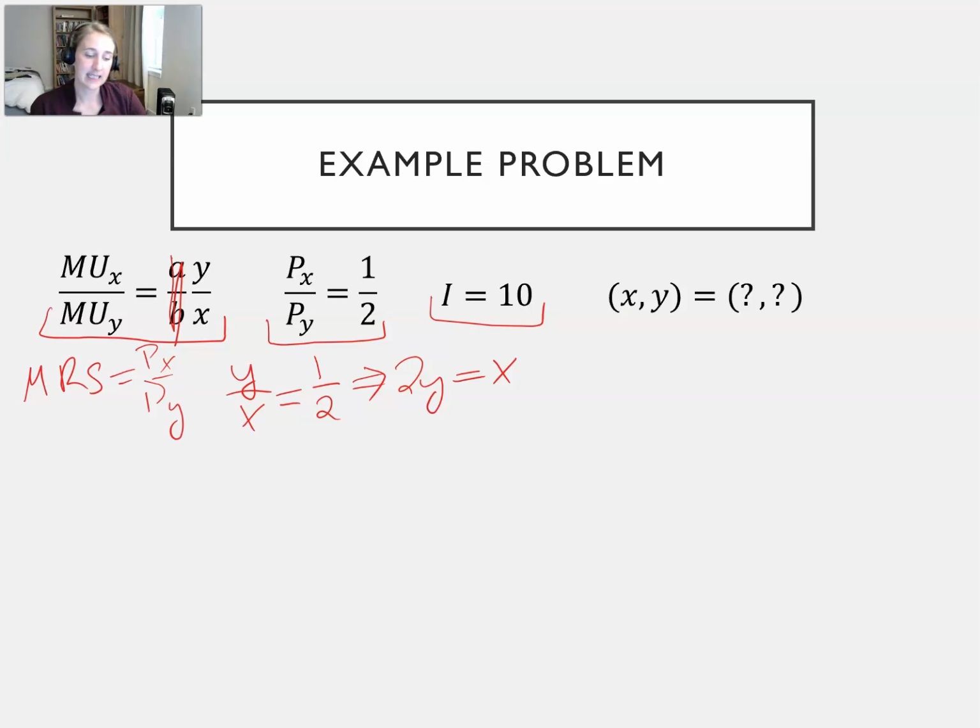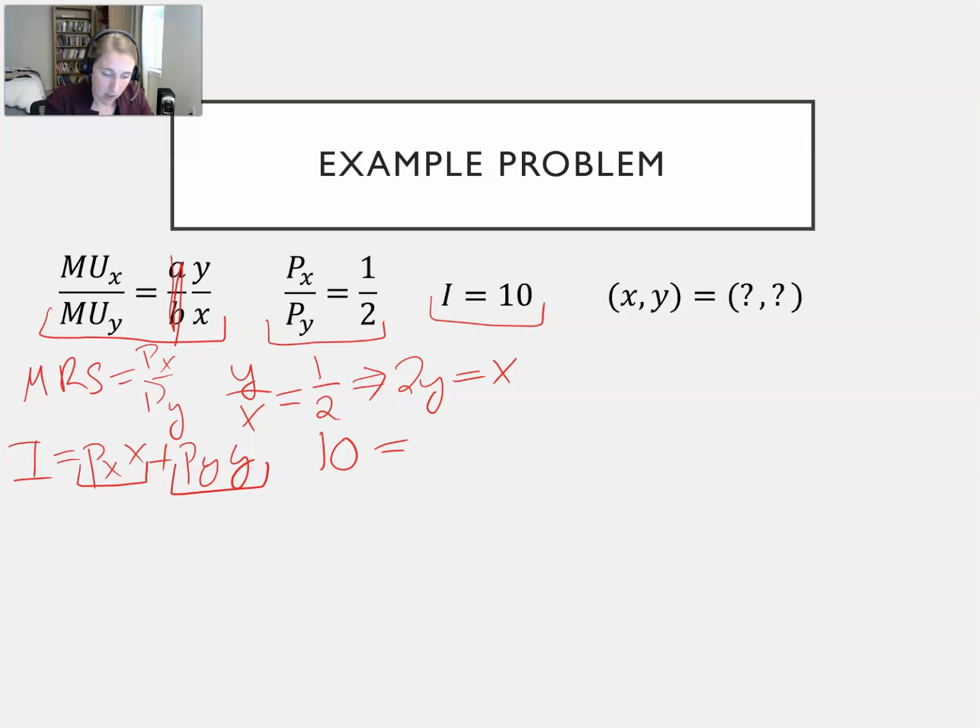The next thing I need is the expression for my budget constraint, because that tells me exactly how much money I have to spend. So remember, the budget constraint is I equals px x plus py y. And that makes sense, right? Because on the left-hand side, I have how much money I have to spend. And on the right-hand side, px times x, well, that's how much money I spend on x. And py times y, well, that's how much money I spend on y. So the amount of money that I spend on x plus the amount of money I spend on y, that's equal to my income.